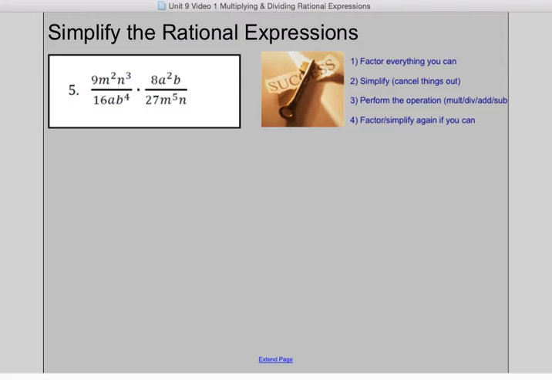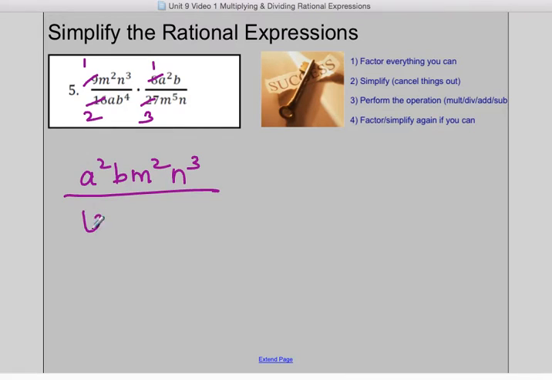I'm going to go ahead and do number 5 right now. My 9 and 27 both divisible by 9, so I would have 1 and 3. These are both divisible by 8. Okay, so I would have a squared b m squared n to the third all over 2 times 3, so 6 a b to the fourth m to the fifth n.